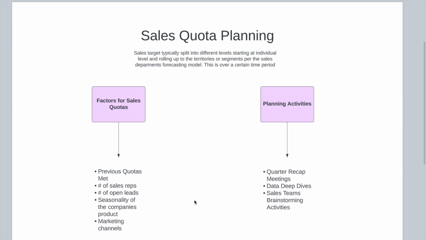And then you can have sales team brainstorming activities. This can help you sell better. This can help you understand different approaches. Maybe you guys want to try as a sales team to approach things differently in the following quarter. So it might be a reason to raise or lower your sales quota.